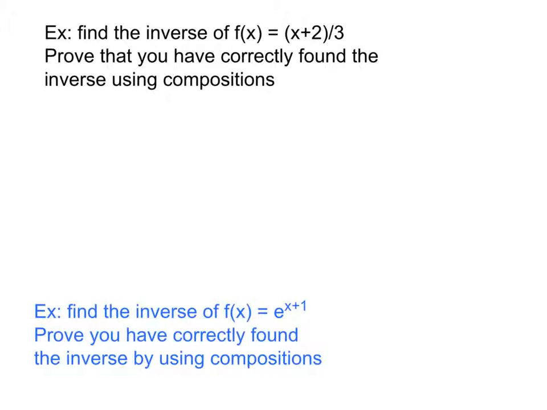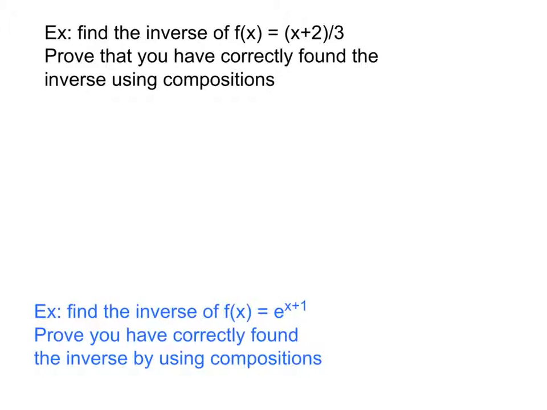Okay, here are two examples. One is a little bit easier than the other one. We're going to try them both. If you're given the function f of x equals the quantity x plus 2 divided by 3, find the inverse and then prove that it really is the inverse by using compositions.